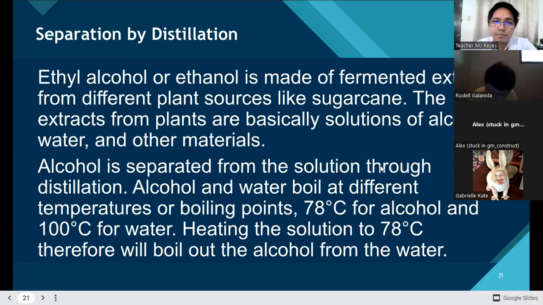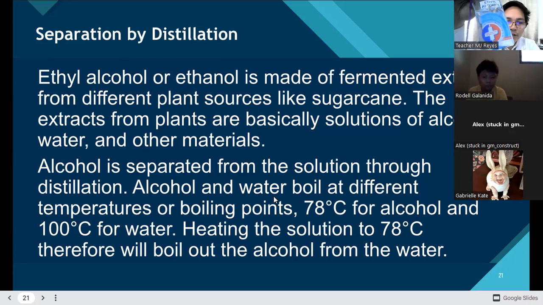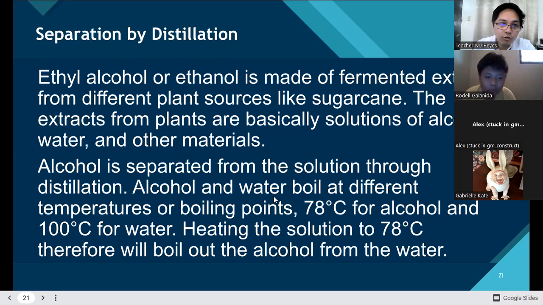The next topic that we will be discussing is separation by distillation. Ethyl alcohol or ethanol, or your rubbing alcohol, which is just like this one. This is ethanol or ethyl alcohol. It is made of fermented extracts from different plant sources like sugarcane. Extracts from plants are basically solutions of alcohol and other materials. Alcohol is separated from the solution through the distillation process.